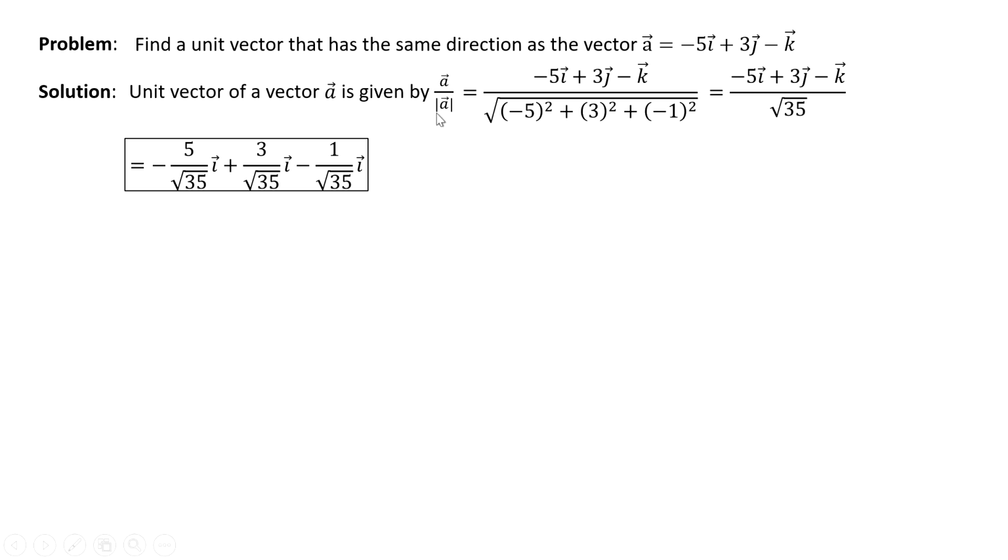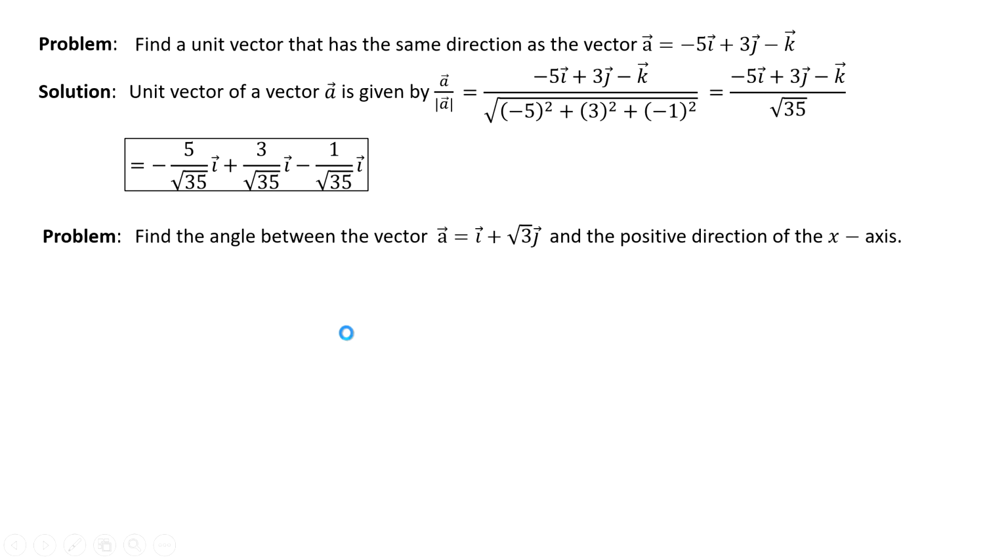But this is key though. You are given a vector. You want to find a unit vector along the same direction. Then this is what you do. You divide that vector by the magnitude of that vector. Cool. All right.